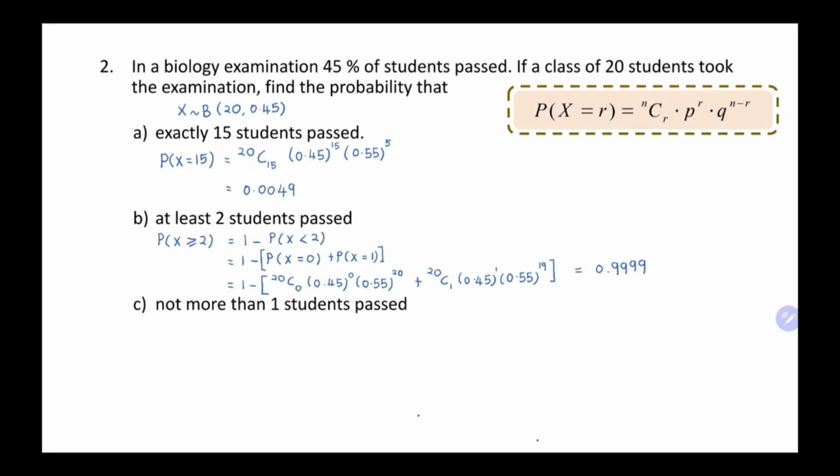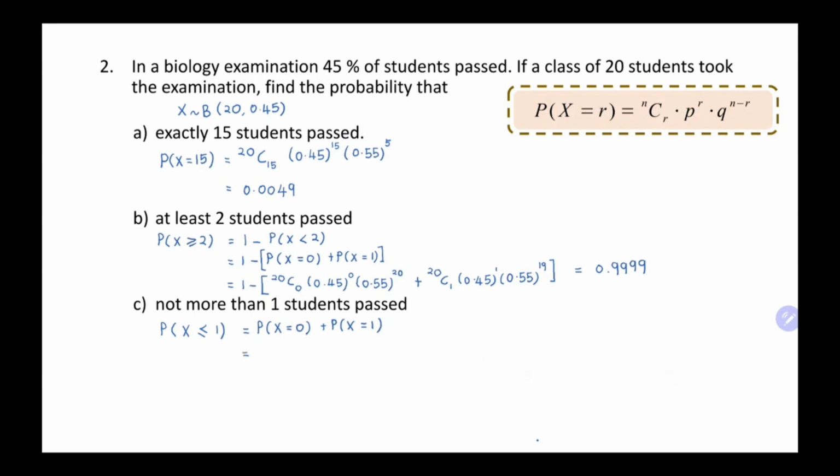Next question, C, not more than 1 student pass. Not more than, so our sign is P(X) less than or equals to 1. Not more than, so less than. Since we have word not, so ada equal signs. P(X) less than or equals to 1 is P(X) equals to 0 plus with P(X) equals to 1. Kurang daripada 1, so kita start daripada 0 dan 1.